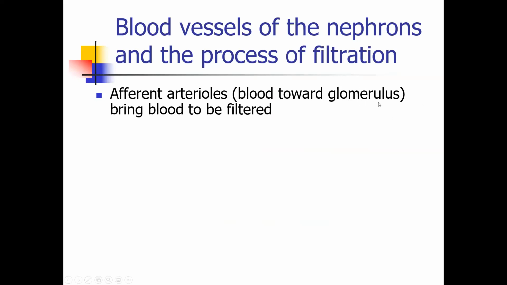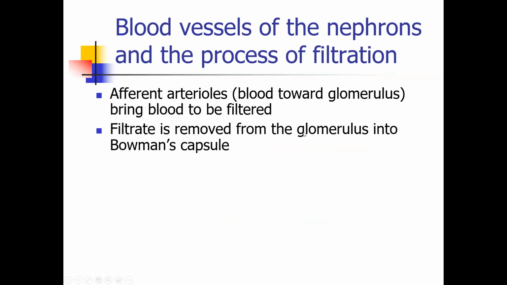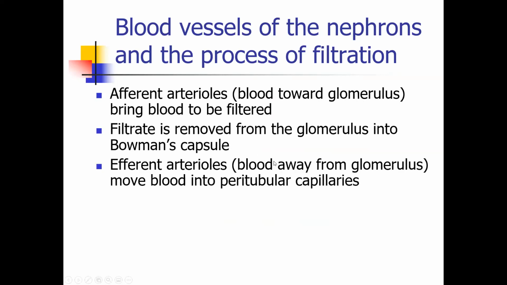This is the spot of filtration. So afferent means towards, efferent means away. So filtrate is removed from the glomerulus into the Bowman's capsule. It leaks very much like those soaker hoses that you may have seen in gardening, where you put water in it, and water kind of oozes out of the soaker hose, and that's how it works in those capillaries of the Bowman's capsule.